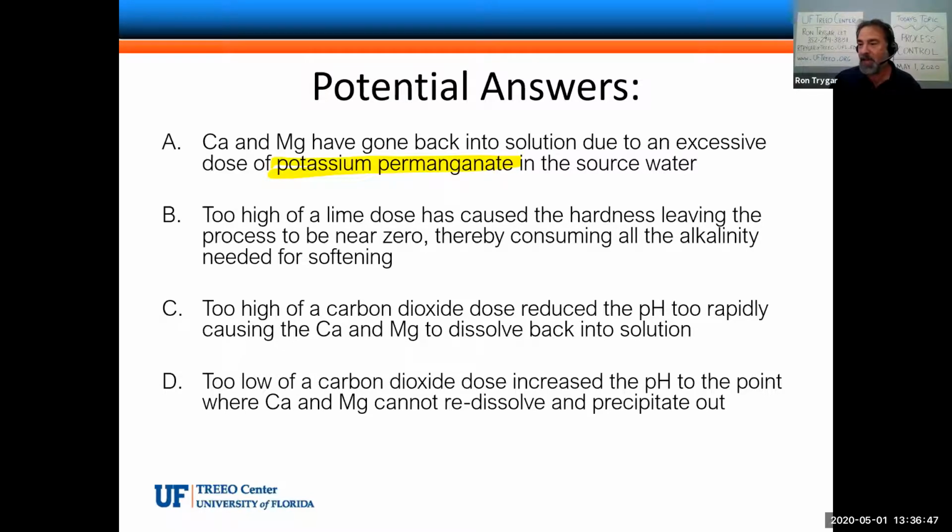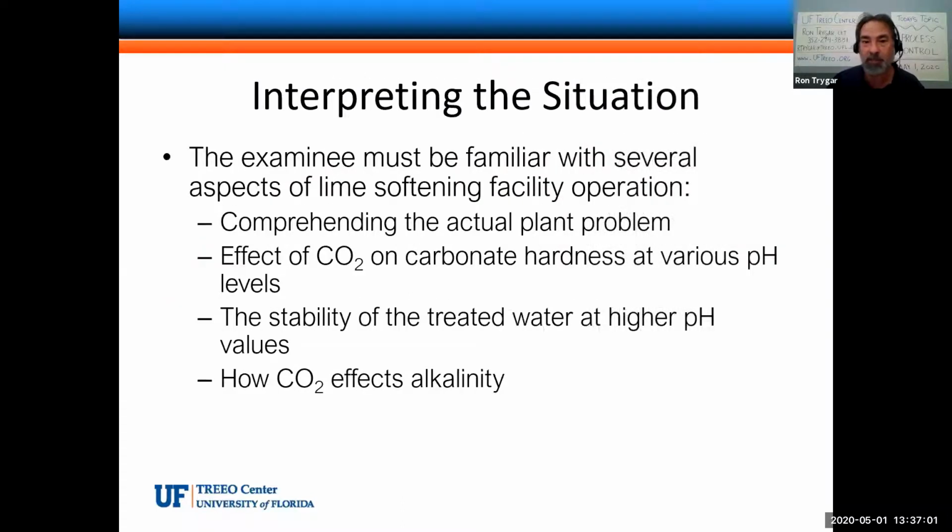That sounds kind of hokey to me. I mean, hopefully you're thinking, well, what are they talking about, permanganate in the source water? So that really leaves us B and C that look pretty good. So let's go ahead and analyze this. We have to interpret the situation.